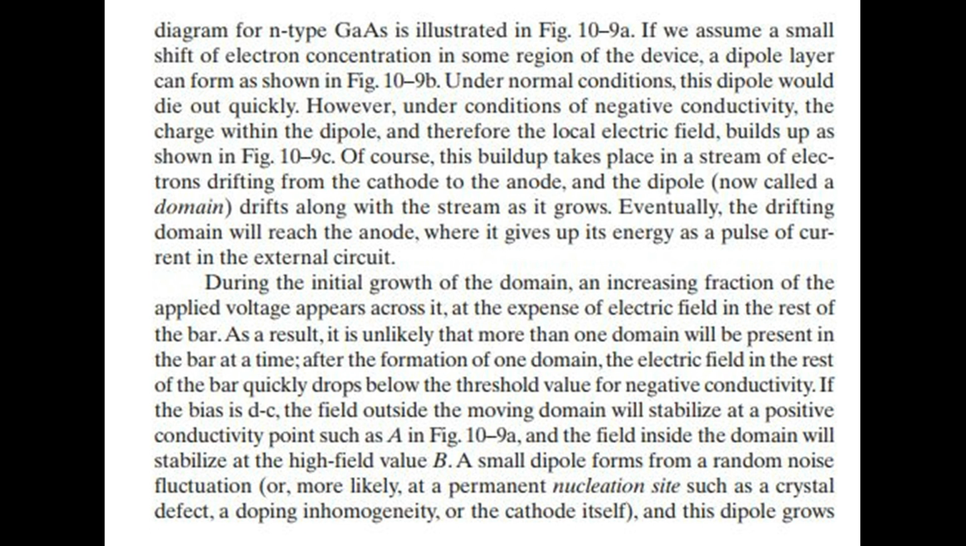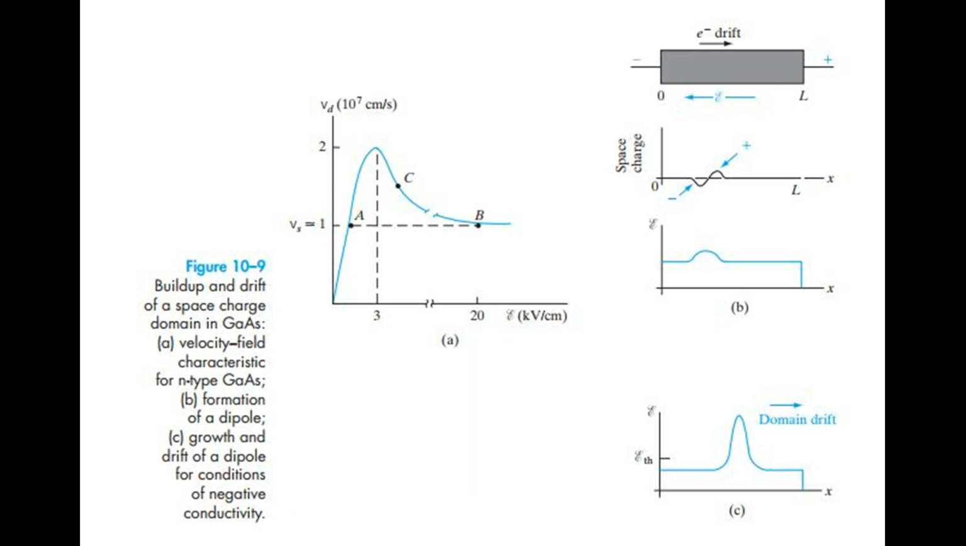A small dipole forms from a random noise fluctuation, or, more likely, at a permanent nucleation site such as a crystal defect, a doping inhomogeneity, or the cathode itself, and this dipole grows and drifts down the bar as a domain. Figure 10.9: Buildup and drift of a space charge domain in gallium arsenide. A. Velocity field characteristic for N-type gallium arsenide. B. Formation of a dipole. C. Growth and drift of a dipole for conditions of negative conductivity.